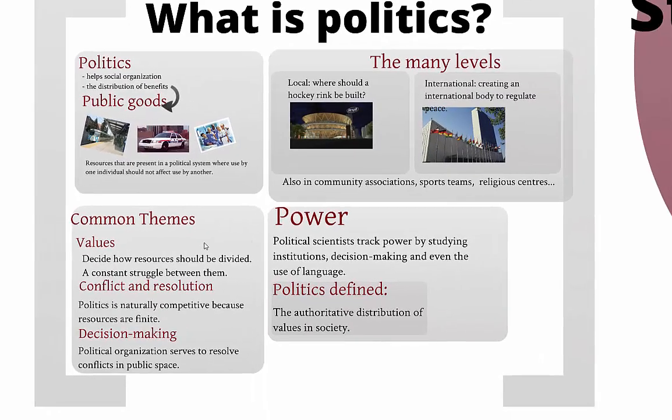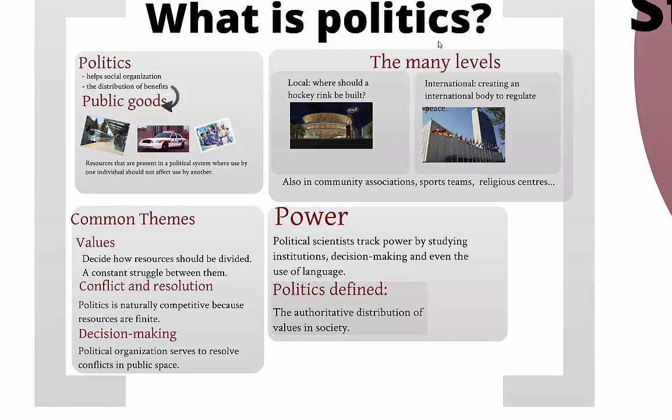So common themes all around in politics will be values, because the values determine how resources should be divided. And there's always a division and struggle around how resources should be handled and who should handle them. Conflict and resolution. How do we resolve conflicts when conflicts happen? Because conflicts will happen. And decision making. The formal process of making a decision will have a great deal of impact on what kind of outcome comes out of the decision-making process.